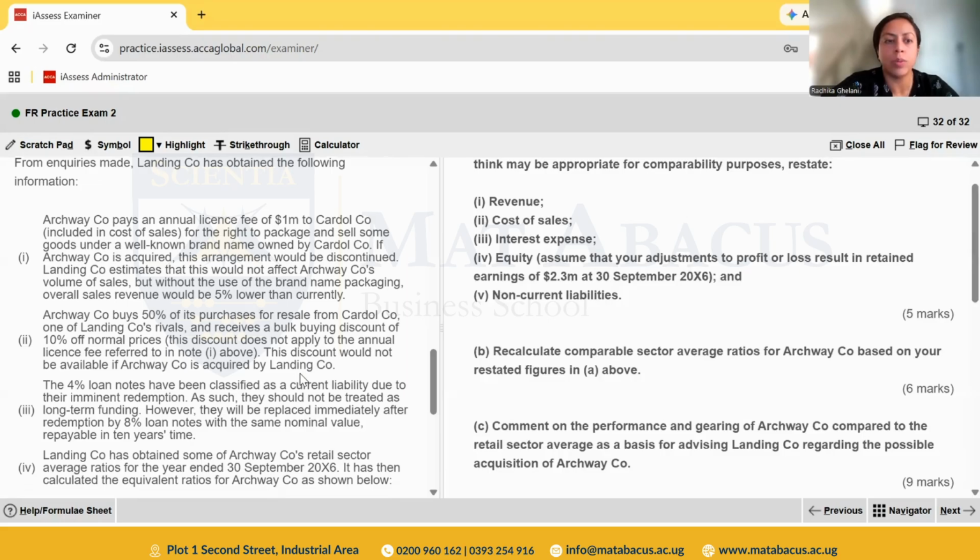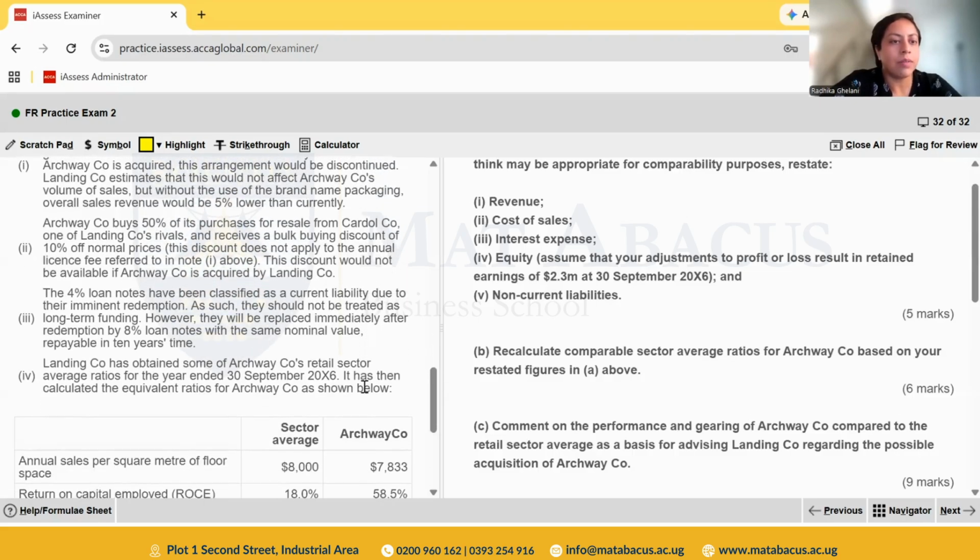So again, now another situation with Cardol. Currently, Archway is buying half of its purchases from Cardol, and they're receiving a discount of 10% on it. And if the acquisition happens, the discount is not going to be available. What that means is that the 50% of the purchases of Archway will then be at full price. Currently, it's at 90% of the normal price because of the 10% discount it's receiving. And once the acquisition happens, if it happens, 50% of the purchases will go up in price. Okay, and they said that the discount does not apply on the license fee. So again, that's another adjustment we'll have to do under cost of sales. Our value of cost of sales will increase.